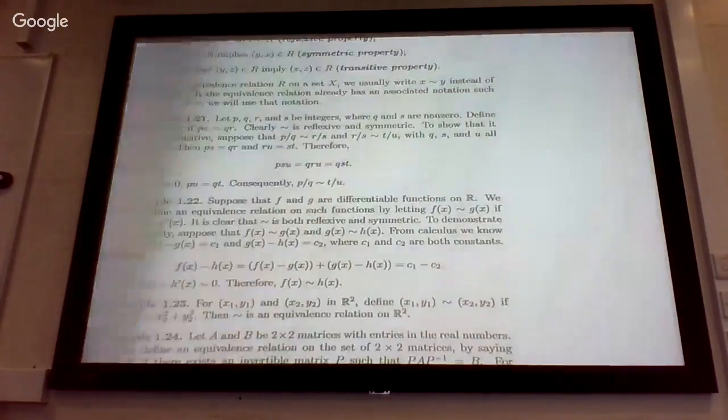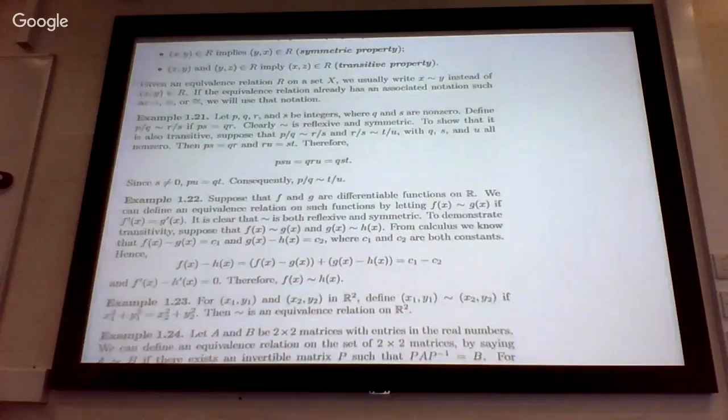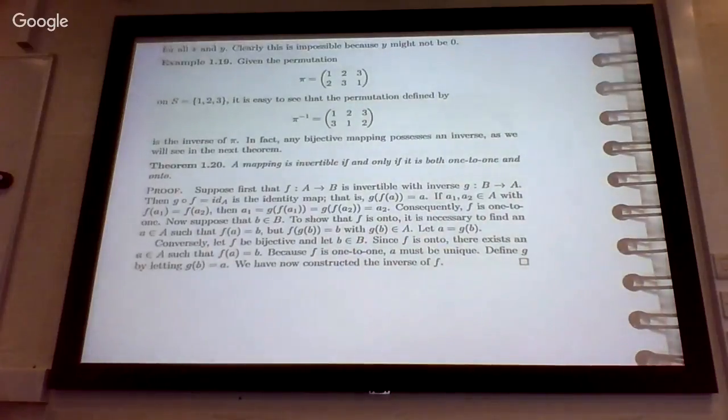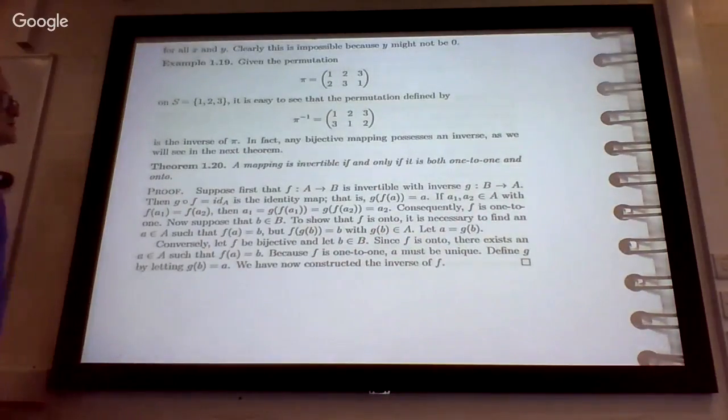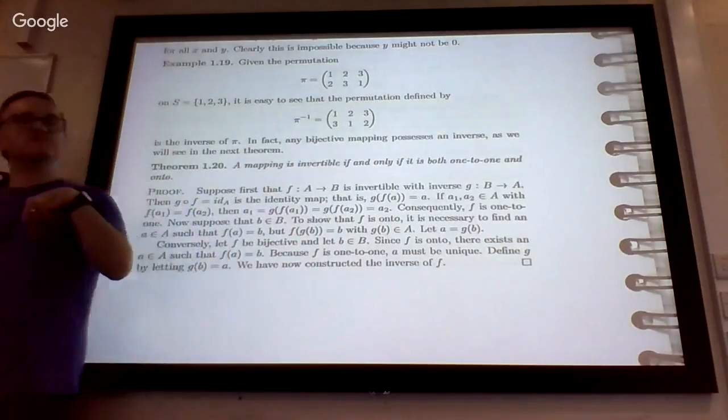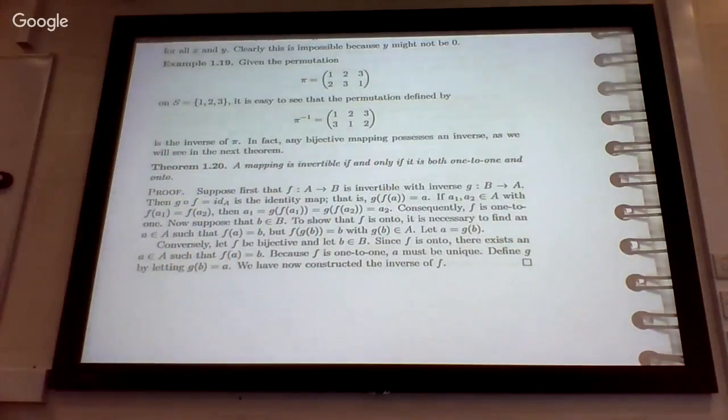So theorems 1.20 and 1.25 are worth a look as well. Okay, so bijectivity is important. Being one-to-one and onto is important because that's exactly when the function has an inverse. The function has an inverse exactly when it's both one-to-one and onto.